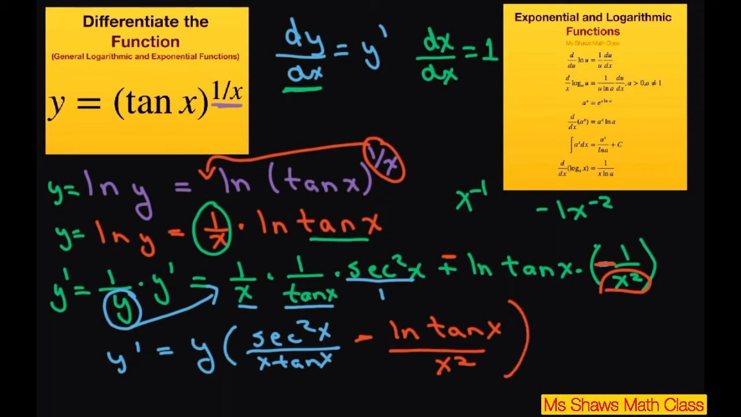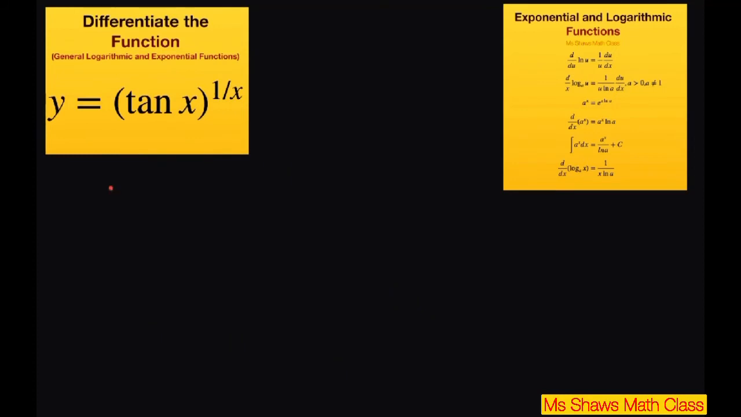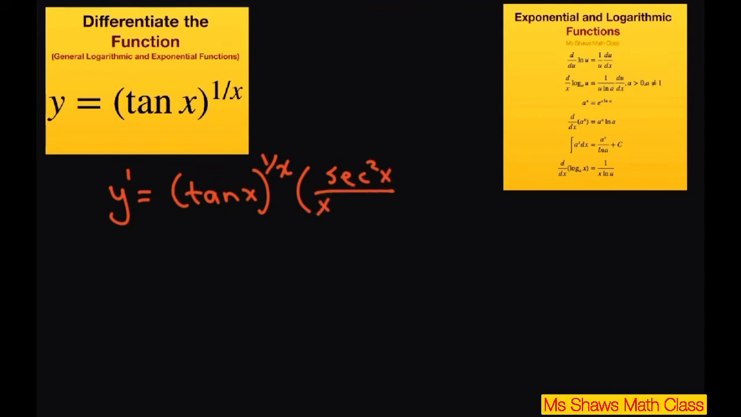Now the next step, I'm going to substitute back in my y. This is my y. It's because we want everything in terms of x. So we get y prime equals tan of x raised to the 1 over x power times what we had before, secant squared of x divided by x tan of x minus ln of tan of x divided by x squared.